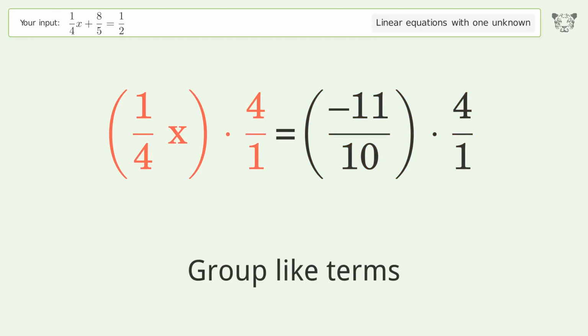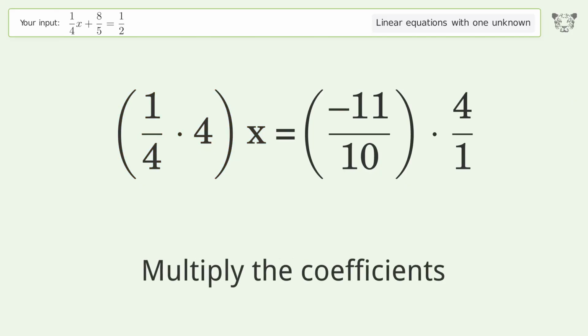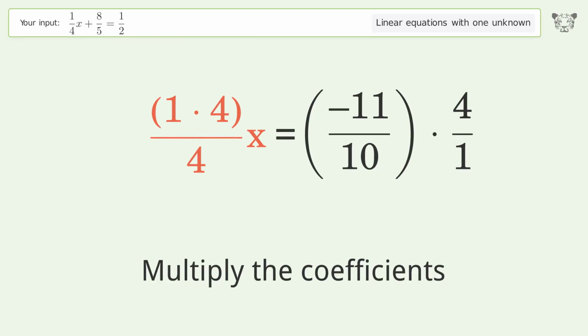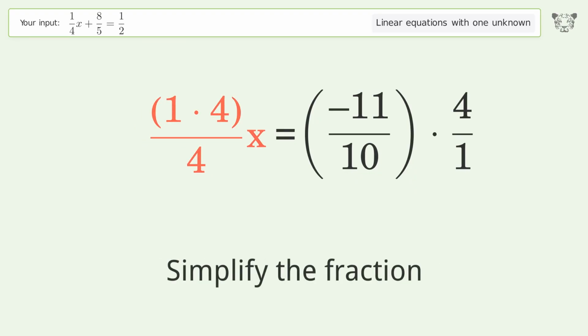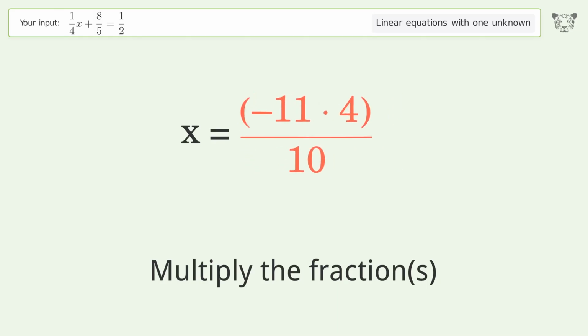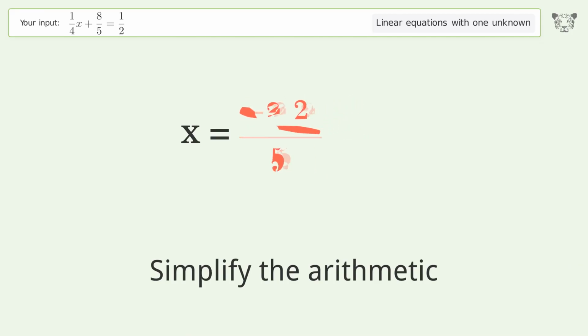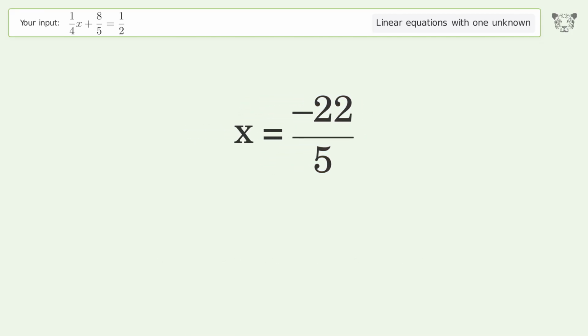Group like terms. Multiply the coefficients. Simplify the fraction. Multiply the fractions. Simplify the arithmetic. And so the final result is x equals -22/5.